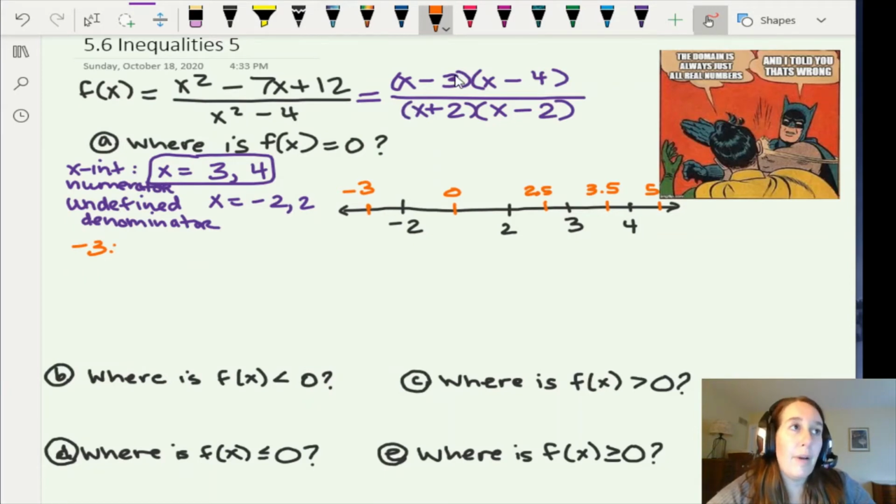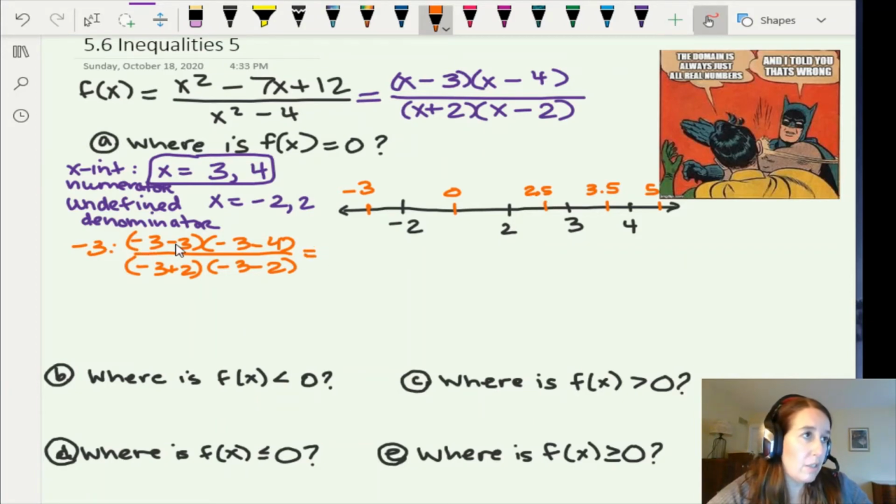Now, I definitely prefer to put them into the factored form of the equation. I know you have the other form. I guess if you're using a calculator heavily, you could just type it all in with that number in, but I think it's easier in factored form kind of by hand. So that's negative 3 minus 3 times negative 3 minus 4 divided by negative 3 plus 2 and negative 3 minus 2. Remember, I'm just putting in negative 3 for x. Okay, so I need to know whether it's positive or negative.